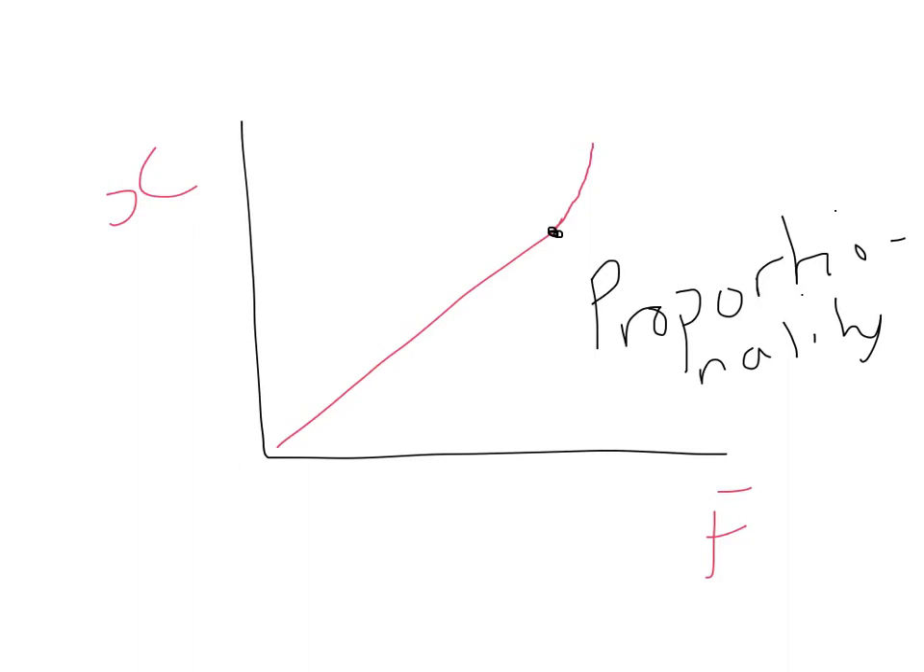The other interesting point is this point here. That's called the elastic limit, and at that point the spring will no longer return to its original length when we let it go. So those are 2 interesting points you need to know on the graph and be able to identify.